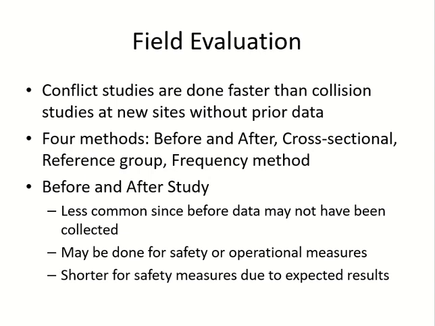To analyze the data, there are 4 methods to analyze conflict data. Once you do a conflict study, there are 4 methods to analyze the data: before and after method, cross-sectional method, reference group method, and the frequency method. Before and after means there are 2 conflict studies. One is done before a change and one is done after a change. Then you compare between them. How many and what type of conflicts I had before, and how many and what type of conflicts I have after. But you are doing it for how many sites?